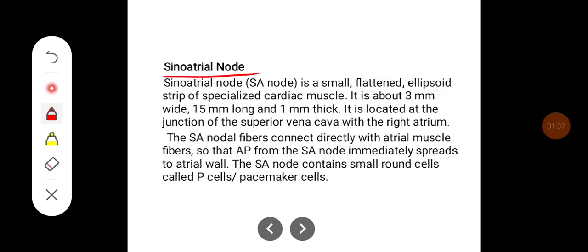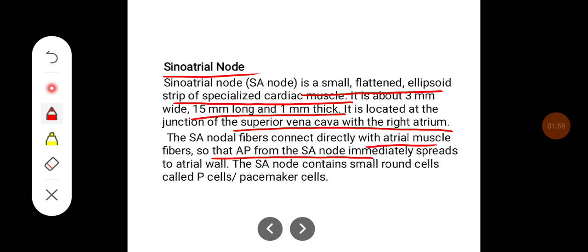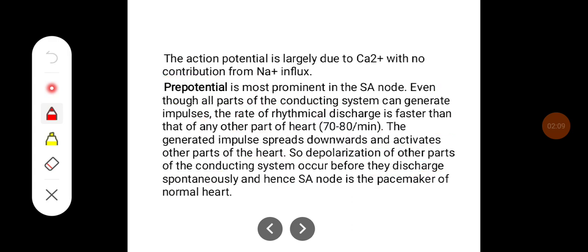Sinoatrial node is a small flattened ellipsoid strip of specialized cardiac muscle. It is about 3 mm wide, 15 mm long, and 1 mm thick. It is located at the junction of the superior vena cava with the right atrium. The SA nodal fibers connect directly with the atrial muscle fibers so that the action potential from the SA node immediately spreads to the atrial wall. The SA node contains small round cells called P cells or pacemaker cells. The action potential is largely due to calcium, with no contribution from sodium influx.